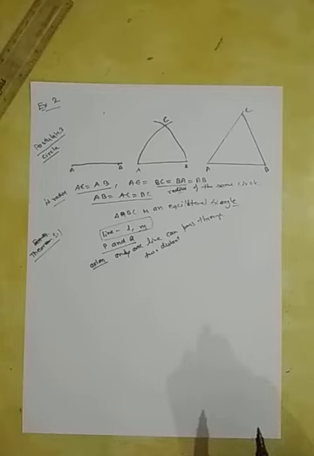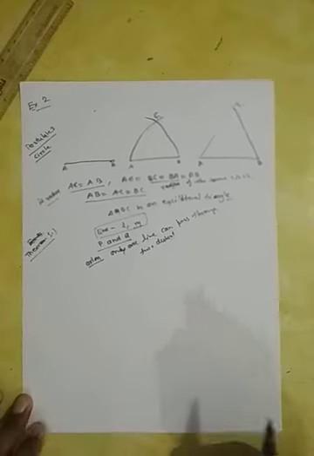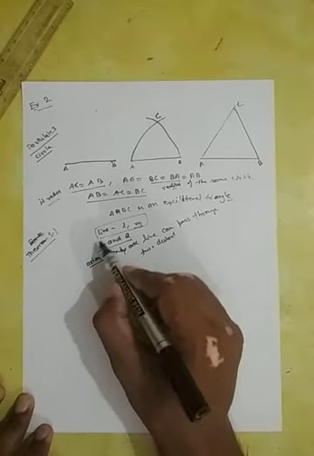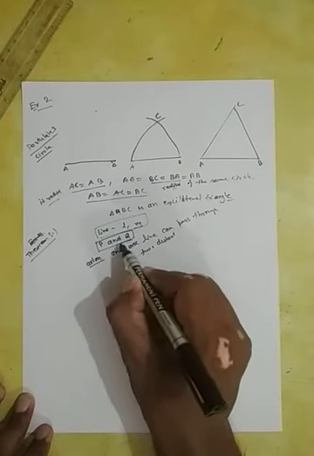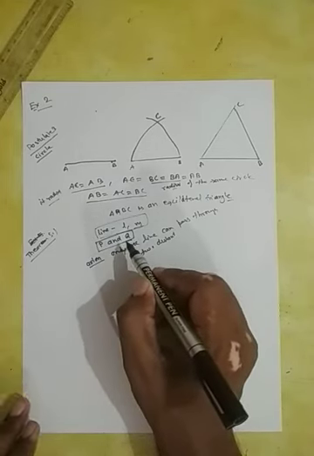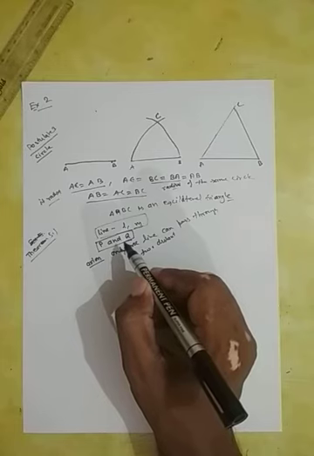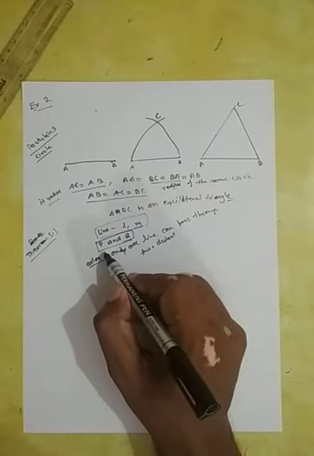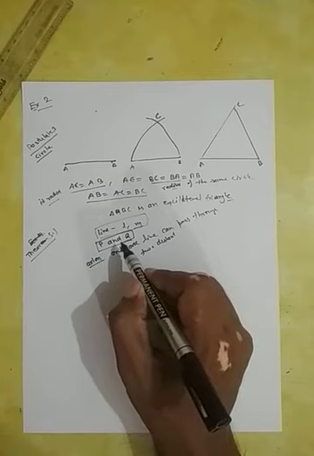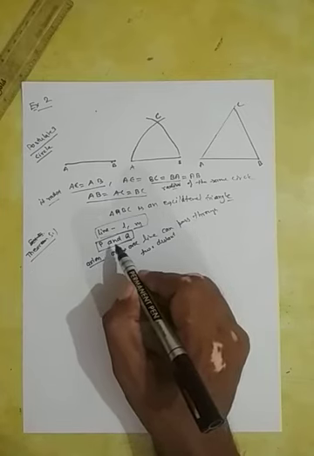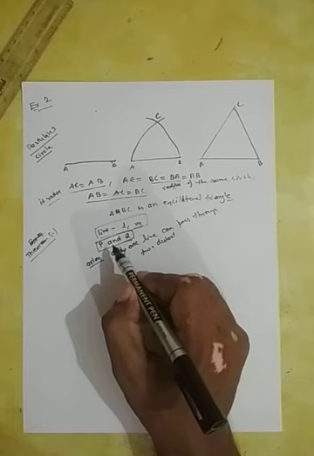For proving this, we assume that the two lines are intersecting in two distinct points. We suppose that the two lines L and M are intersecting at two distinct points P and Q. P and Q are two distinct points.